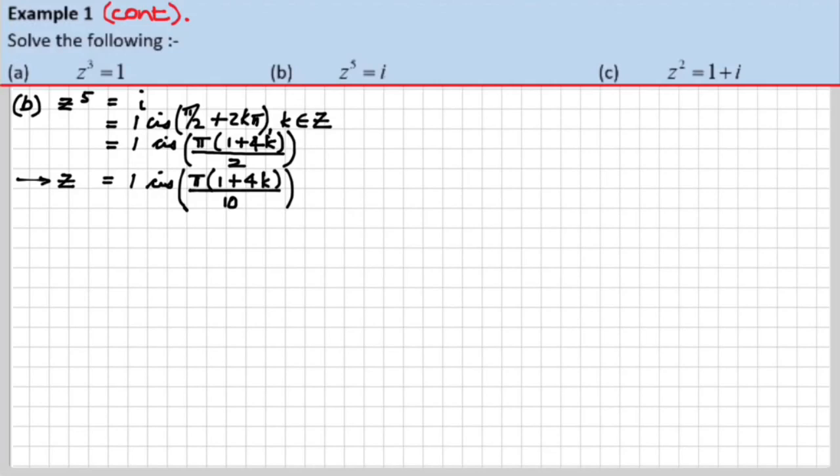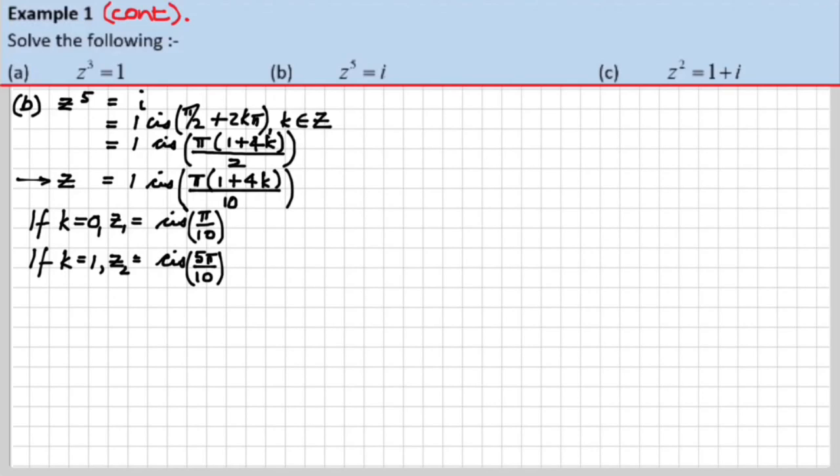Therefore, z would be the fifth root of 1, which is 1, times this whole thing divided by 5, which is pi into 1 plus 4k divided by 10, instead of being divided by 2. You get it, don't you? Okay, now we're just going to go through the motions: k is 0, 1, 2, 3, 4.